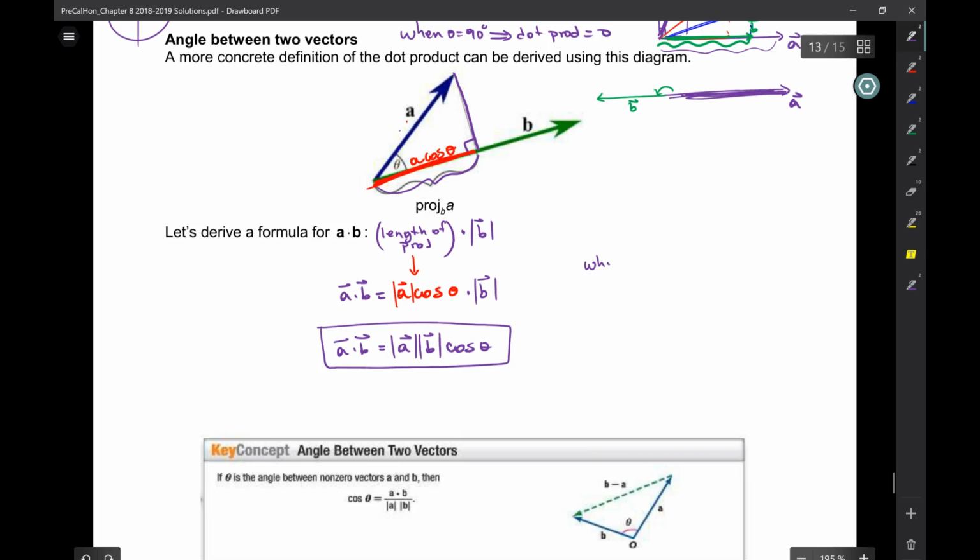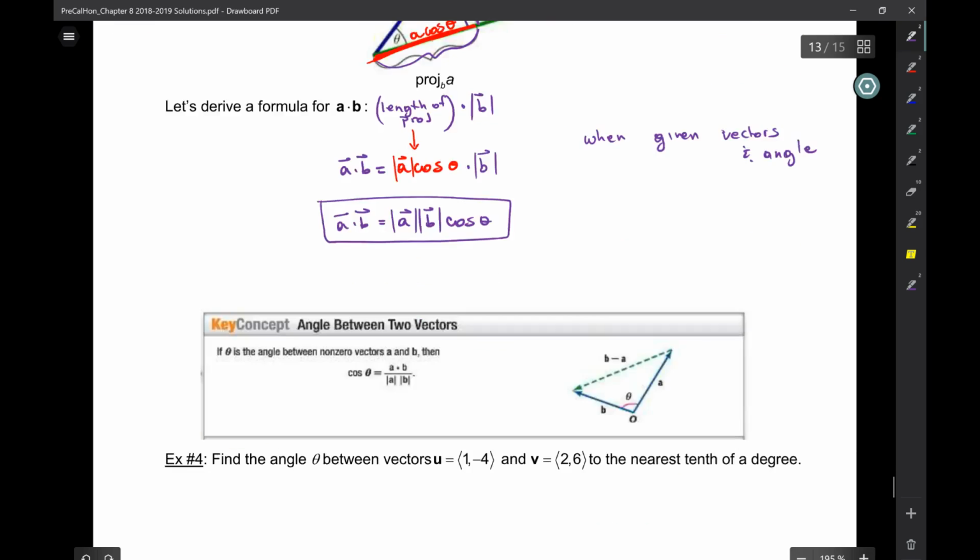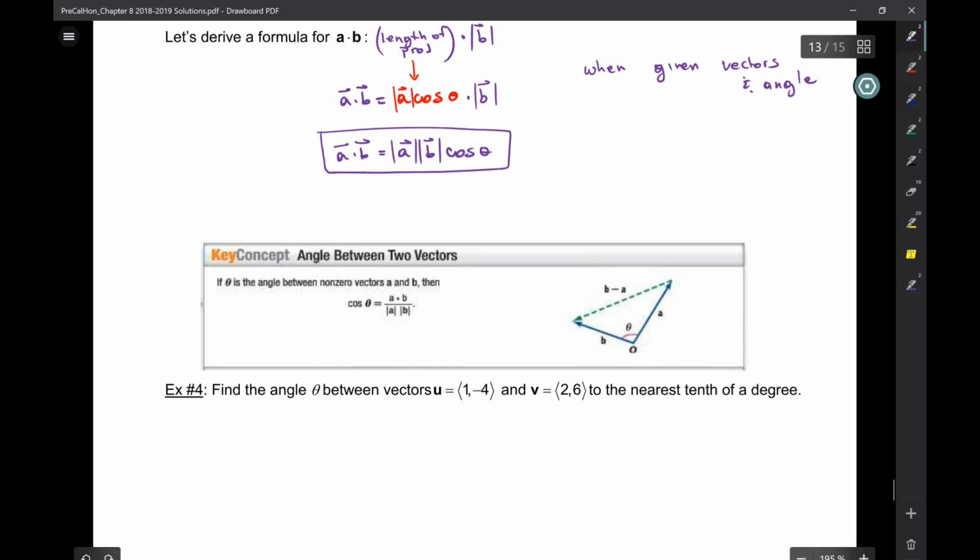So when given vectors and angle, not in component form, okay, so now if this is A dot B, then can I solve for the angle? Can I solve for the cosine of this? If I divide by magnitude of A, magnitude of B, then I get A dot B over magnitude of A, magnitude of B, that's equal to cosine of theta.